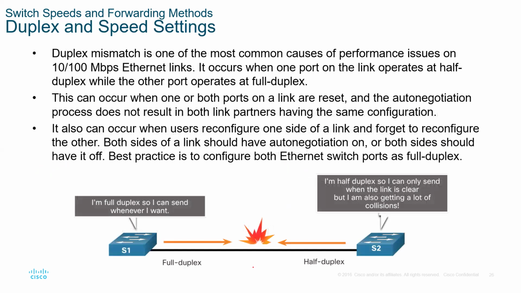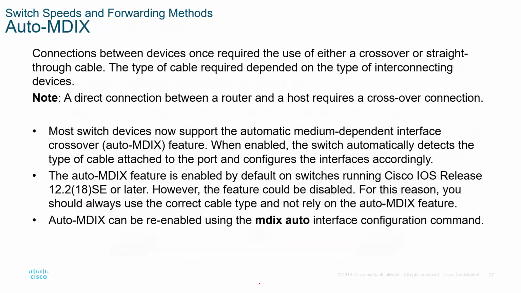Duplex and speed settings. The duplex mismatch is one of the most common causes of performance issues on 10 or 100 megabytes per second Ethernet links. It occurs when one port of the link operates at half duplex and the other operates at full duplex. We've touched on that. And here we're explaining collisions. This one is in full duplex, this one is in half duplex. There is bound to be a collision because this one cannot simultaneously send and receive. We've touched on this one.